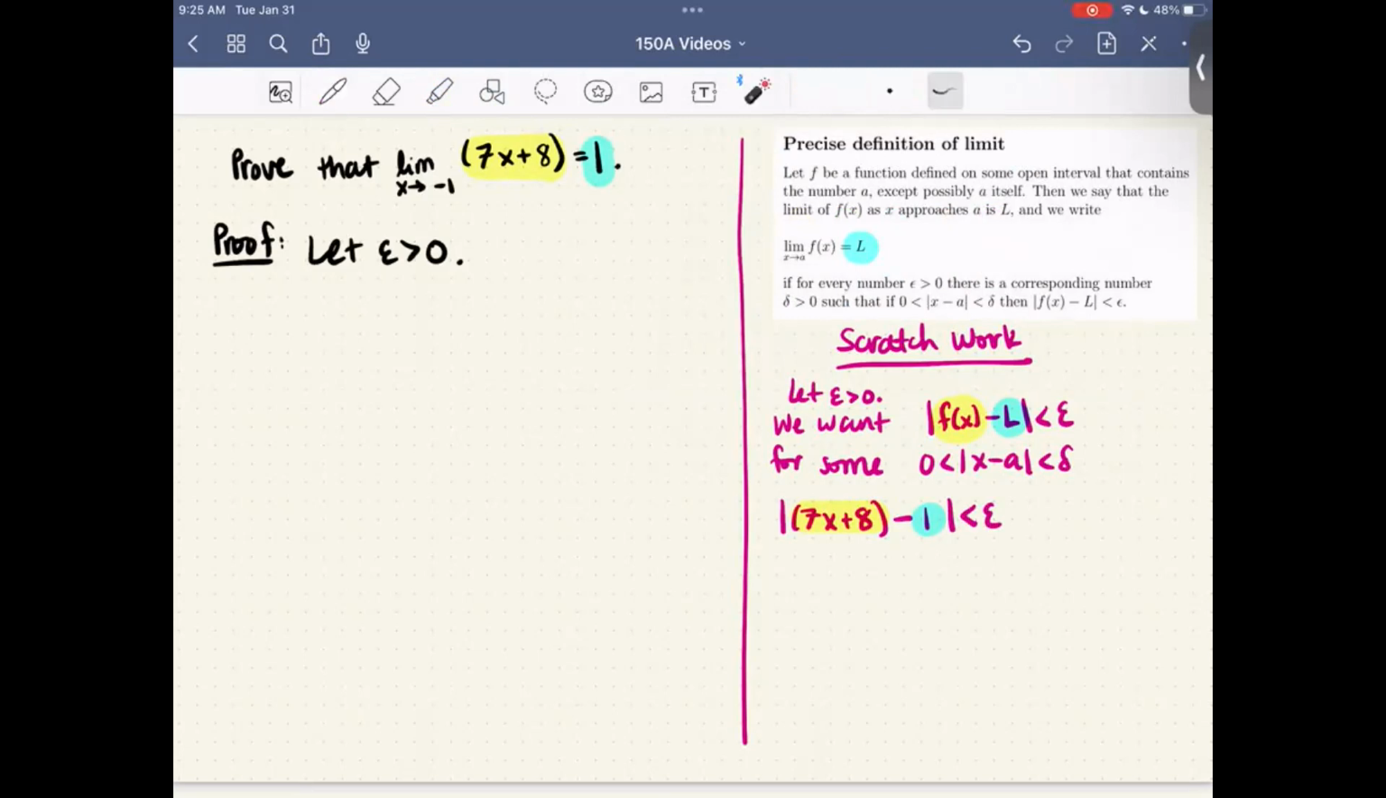What we're going to do to manipulate this is, at the end, we want something that looks like the absolute value of x minus a. And whatever we make this less than, that'll be our delta.